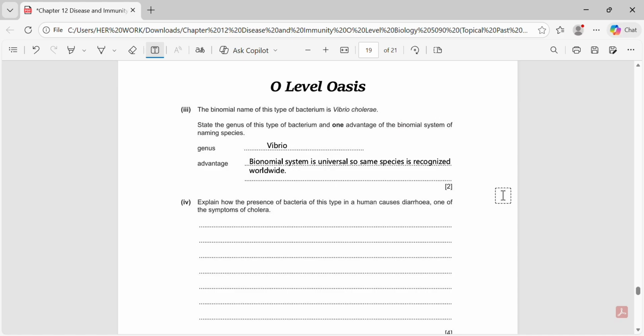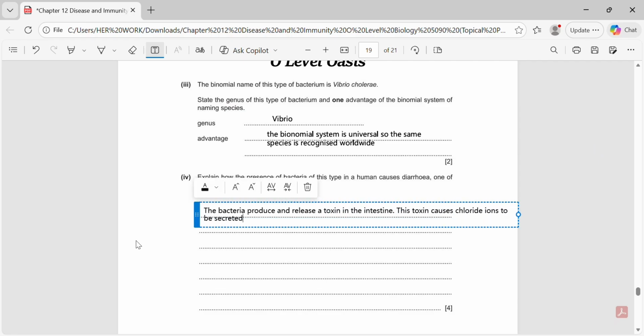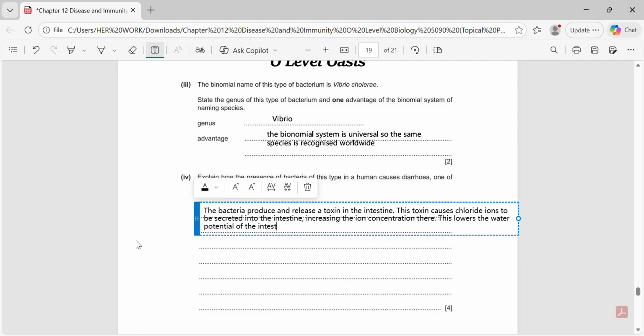After that, the question asks us to explain how the presence of bacteria of this type in a human causes diarrhea, one of the symptoms of cholera. So we would write that the bacteria produce and release a toxin in the intestine. This toxin causes chloride ions to be secreted into the intestine, increasing the ion concentration there. As a result, the water potential of the intestine decreases, so water moves into the intestine by osmosis instead of being absorbed into the body, which leads to diarrhea.